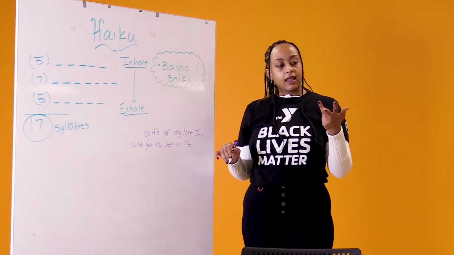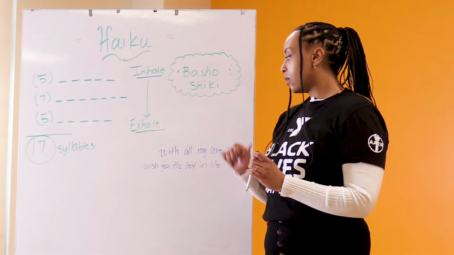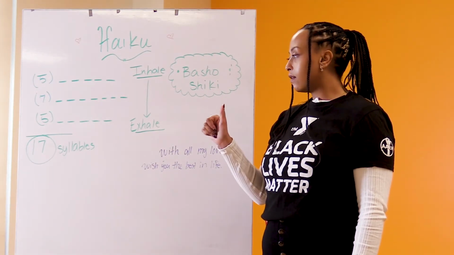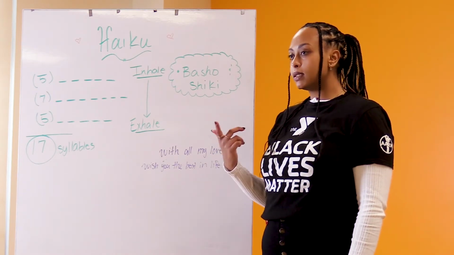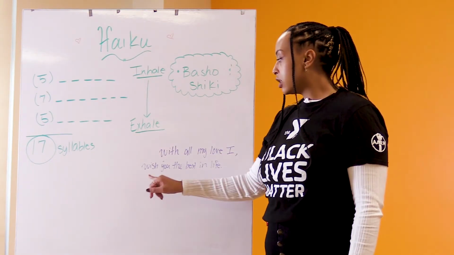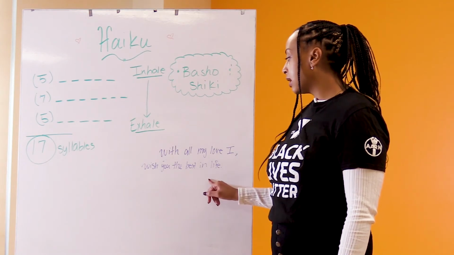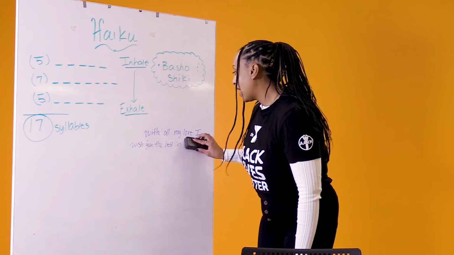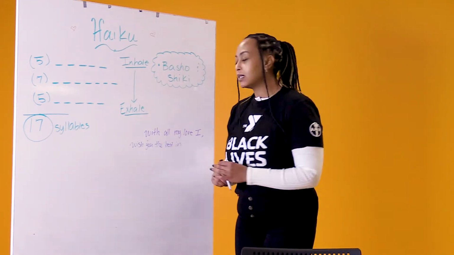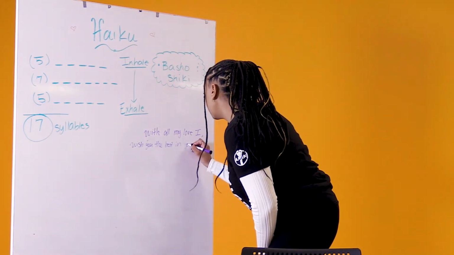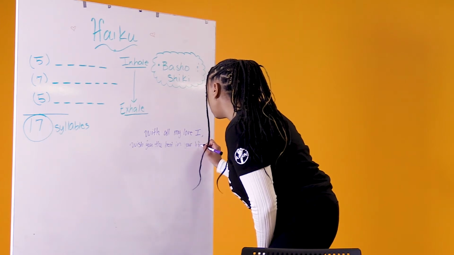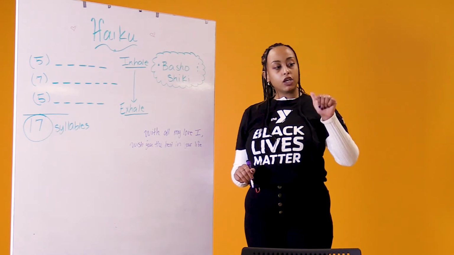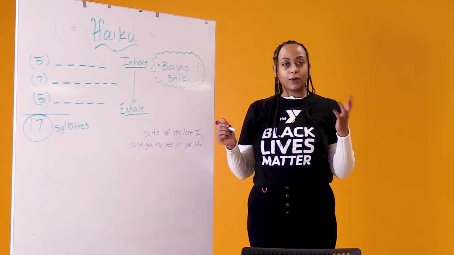With all my love, I wish you the best in life. Oh, I'm missing 1 syllable. I only have 6. Wish you the best in. I can add "your" before the word "life" to add 1 more syllable to my second sentence. Let's try that one more time. Wish you the best in your life. That's 7, so it works out.